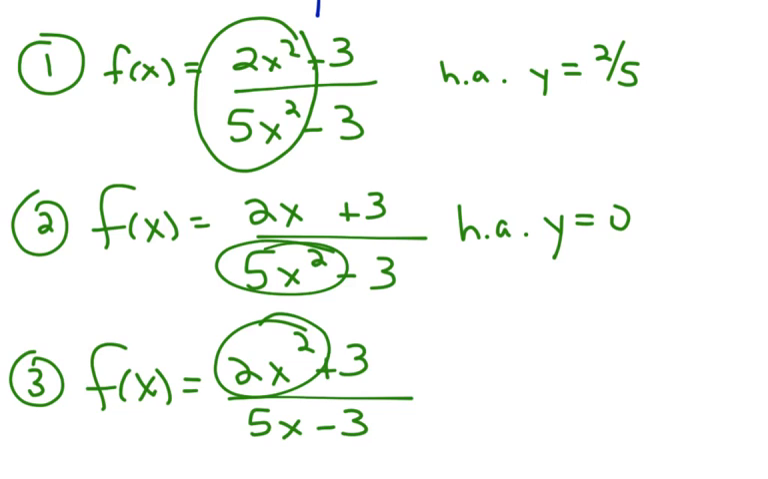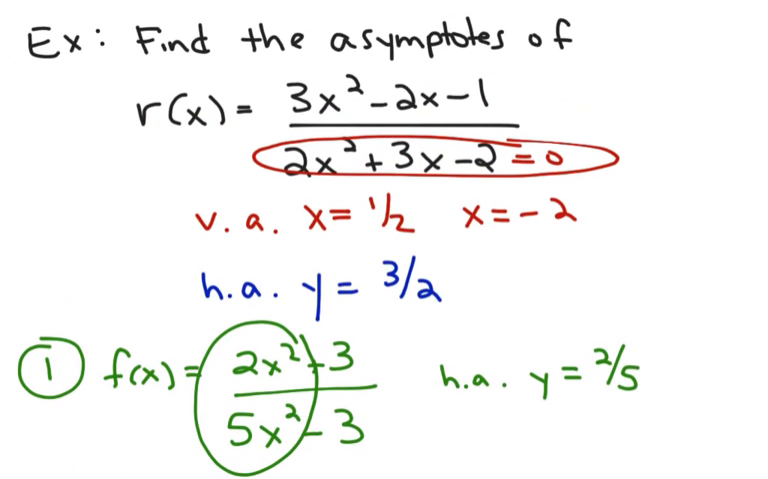If the bigger exponent of x is in the numerator, we say that the horizontal asymptote does not exist. Or you can use this. Either way works. So now if you look back up here, it kind of makes sense that the horizontal asymptote would be at 3/2.